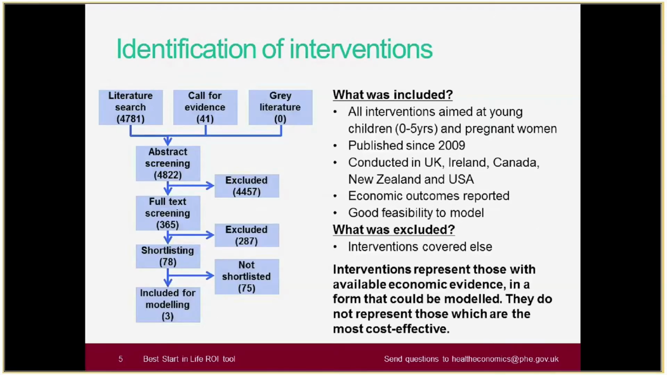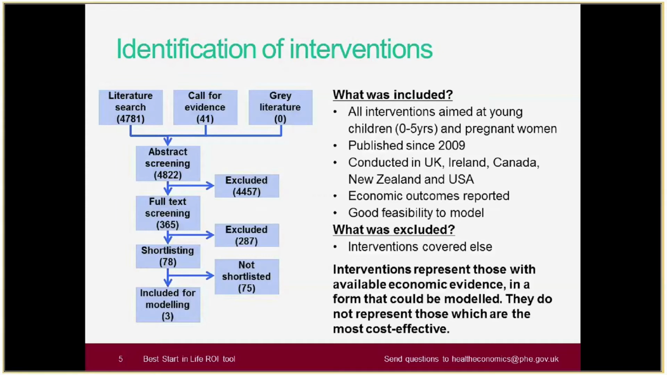Moving on to the identification of interventions, I won't walk through the flow diagram on the left-hand side too much because it's quite in depth, but I wanted to show it to show the depth in which we looked into the literature for interventions to cover. We started off with almost 5,000 papers which were screened at abstract stage, and these were assessed on whether they were relevant to what we were trying to do.